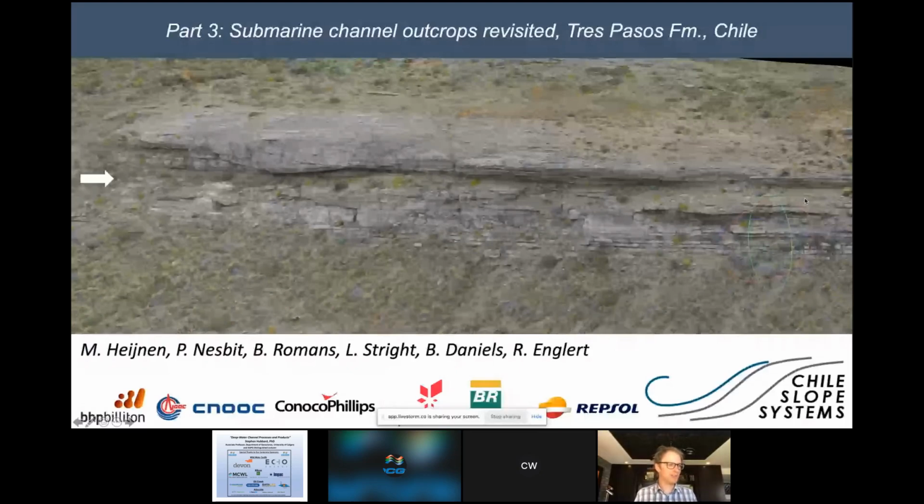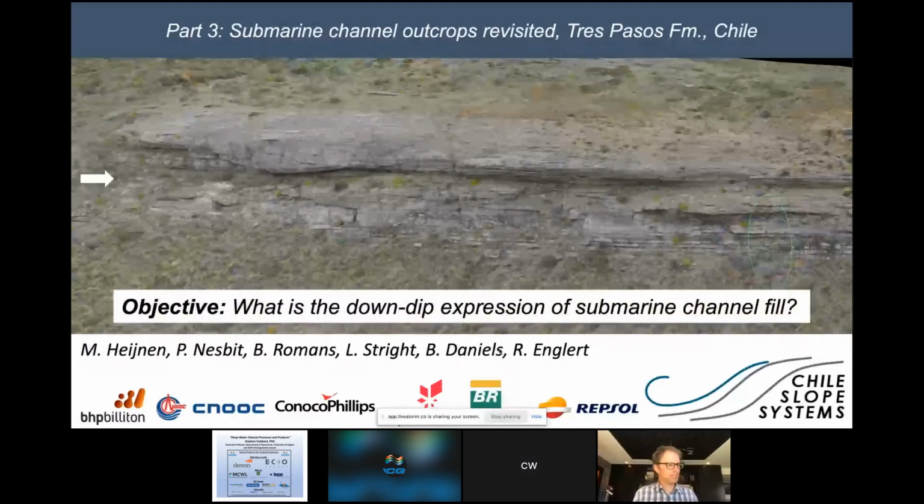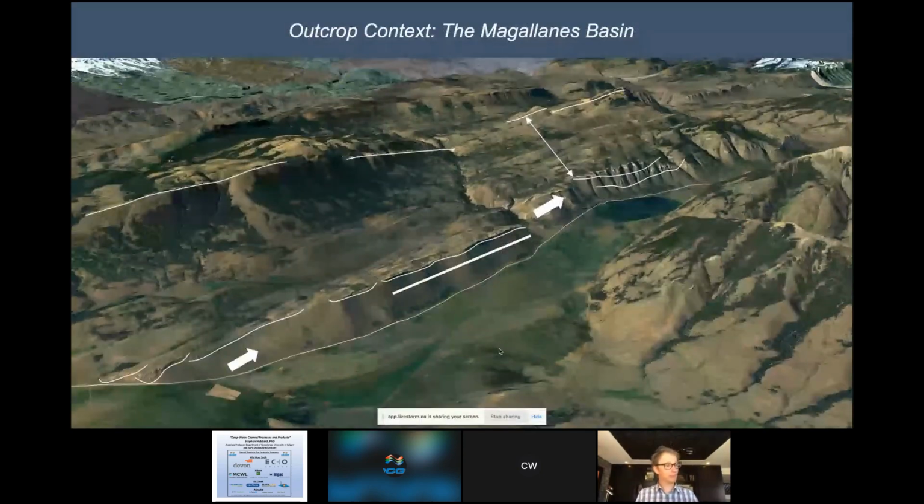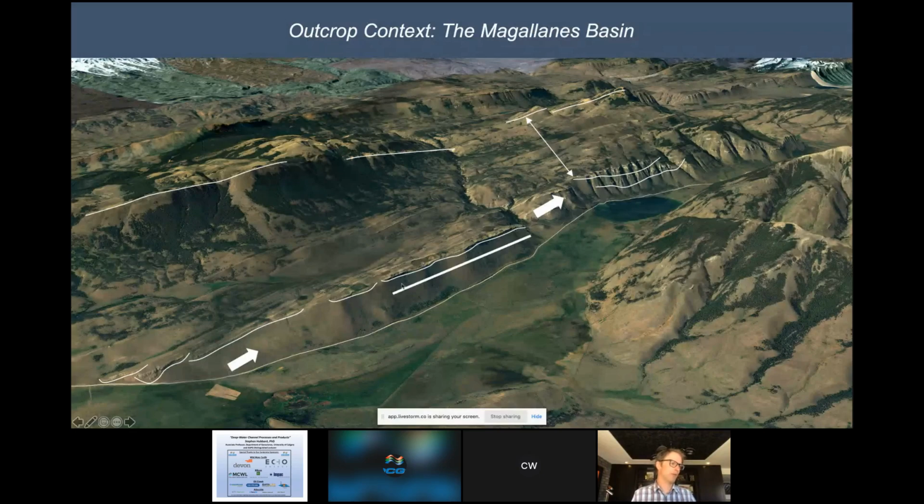Another group of collaborators, this time some from both studies that I talked about earlier. Our objective: what is the down-dip expression of submarine channel fill? Now we're thinking, well, we just saw what it looked like in Butte. If we want to prove or disprove that nick points are important, we should be able to replicate something like the stratigraphy we saw in the modern. Going back, you recall, paleoflow is along the outcrop, north to south, and the outcrop is oriented in that direction. So I'm focusing on this portion of the outcrop right here.